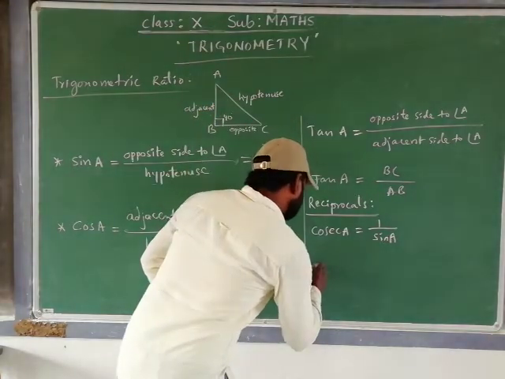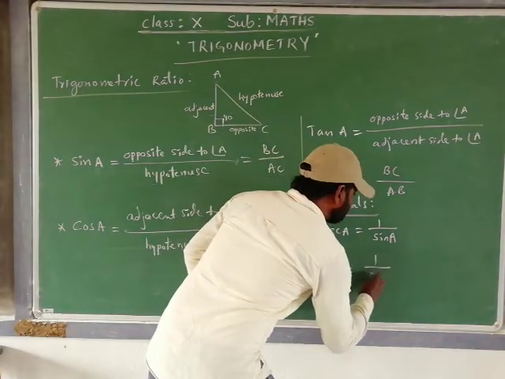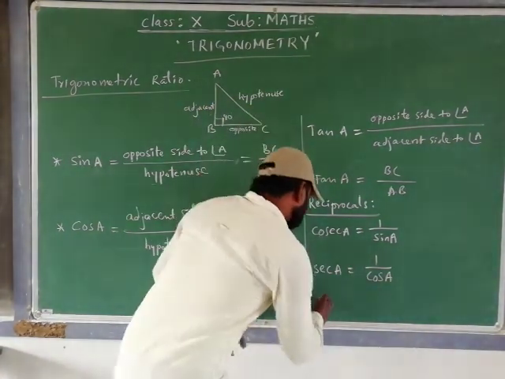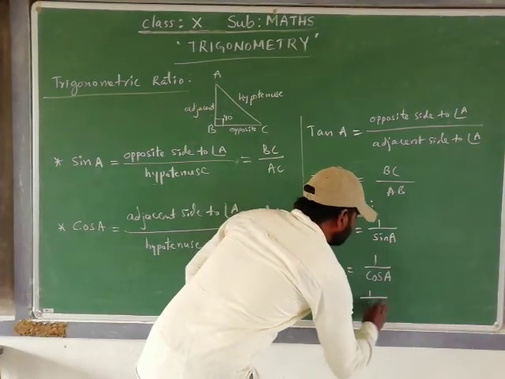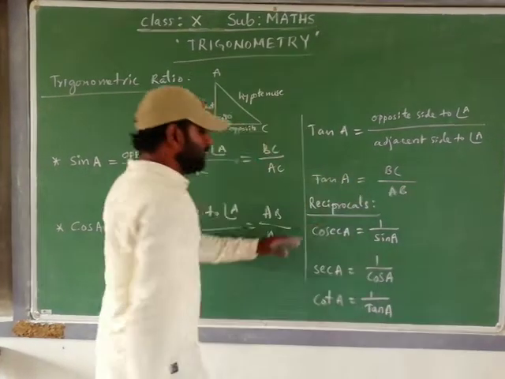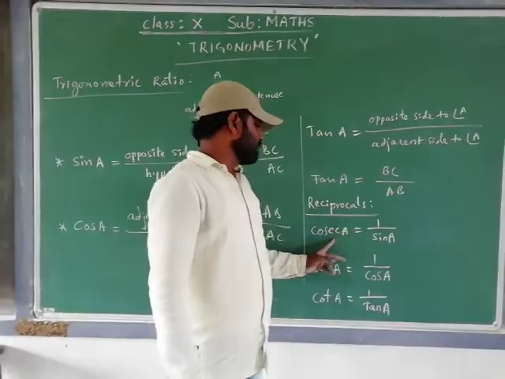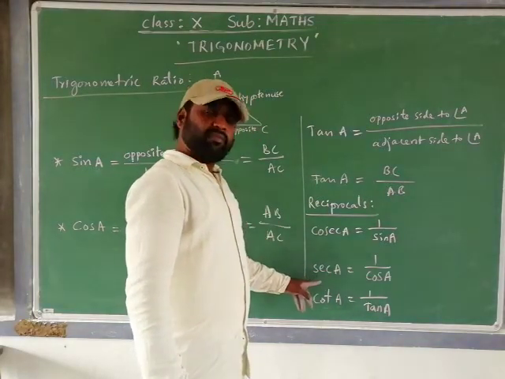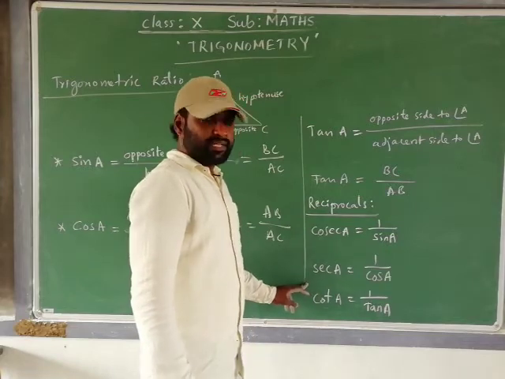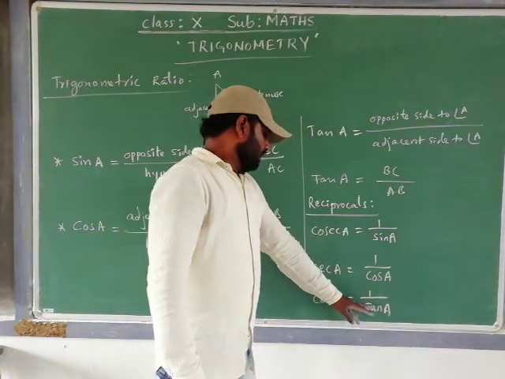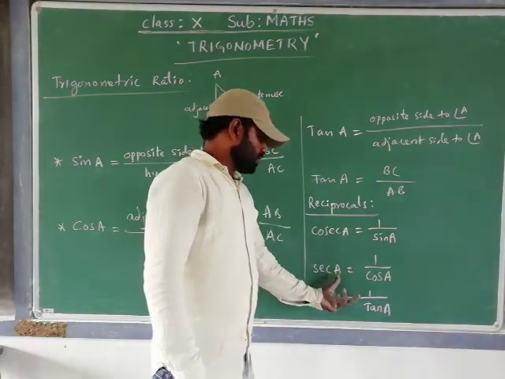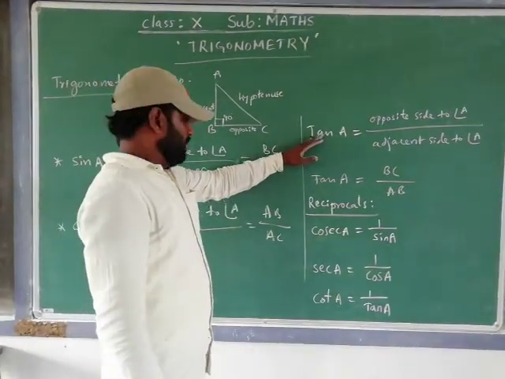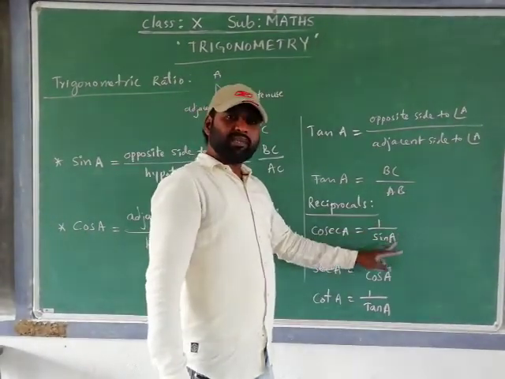Next, sec A is equal to 1 by cos A. These two are reciprocals of each other. Next, cot A is equal to 1 by tan A. 1 by sine means cosec, 1 by cosec means sine. Sec means 1 by cos, and cos means 1 by sec. Cot means 1 by tan, and tan means 1 by cot. The main trigonometric ratios are sine, cos, tan, and sine's reciprocal is cosec.